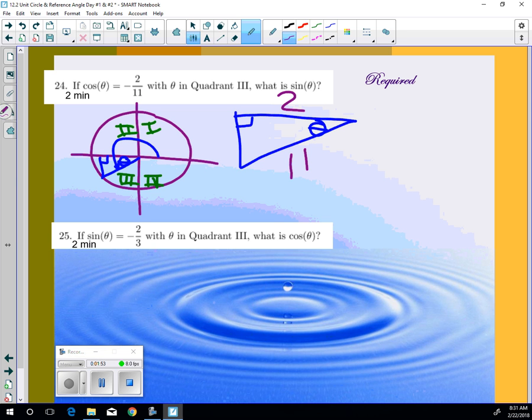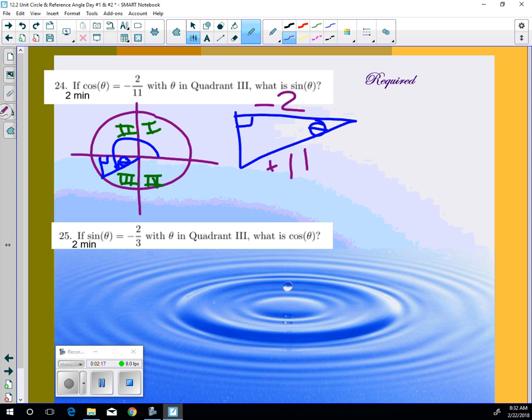What can't be negative, the hypotenuse or the adjacent side? What can't be negative? The hypotenuse, because it's the distance from the center to the outside. This will always be positive. So if this is negative, this guy has to be negative, which obviously it is in quadrant 3.